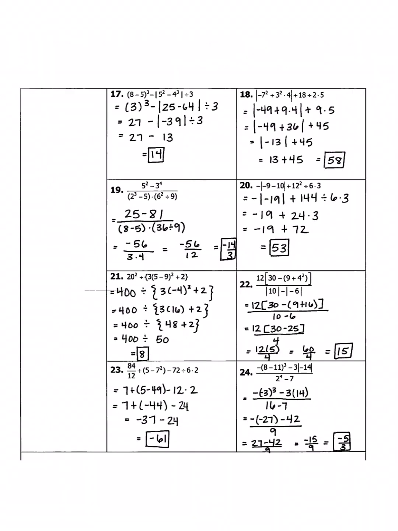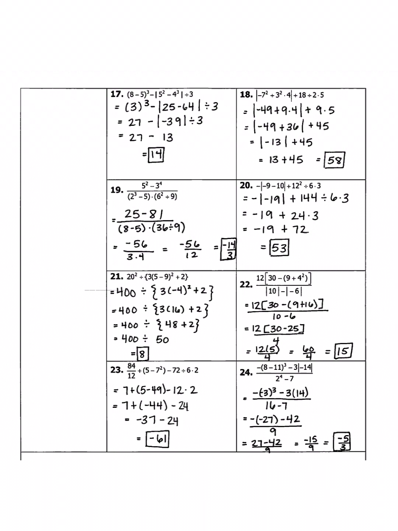Now what I'd like you to do is attempt to do numbers 17 through 24 on your own. I'd like you to attempt them, not just copy down my answers. And then after you come up with your answer, you can go back to this video and check your answers. I'm showing every single step. Make sure you do the same, and you should get the same answer.